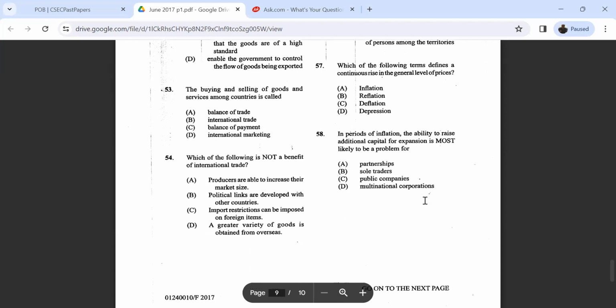58. In periods of inflation, the ability to raise additional capital for expansion is most likely to be a problem for who? Sole traders, the smallest company.